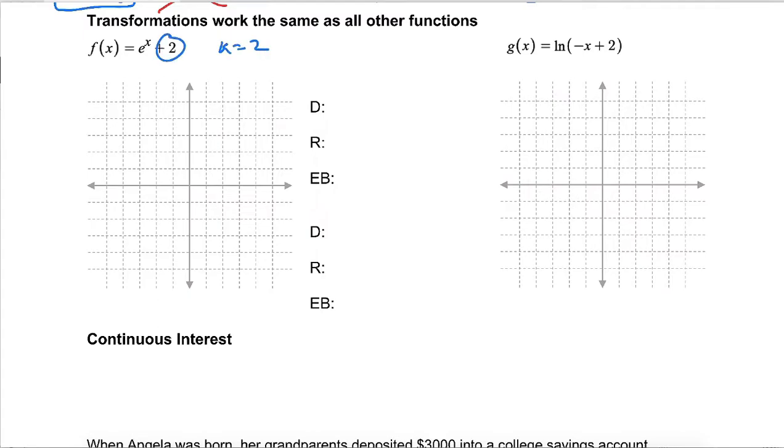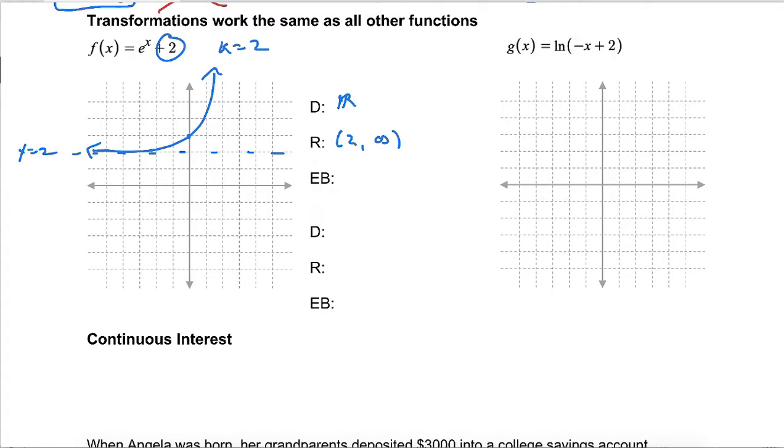Everything gets lifted up 2, especially the horizontal asymptote. And the y-intercept gets lifted up 2. And then from there, everything else looks just like any other exponential function. Still has a domain of all real numbers, but the range, since we've lifted everything up 2, is going to be from 2 to infinity.